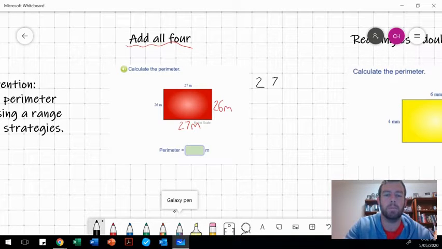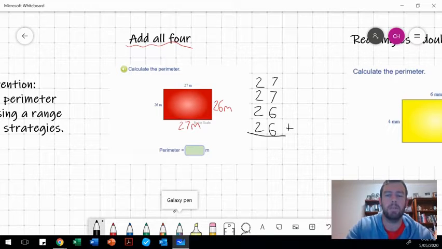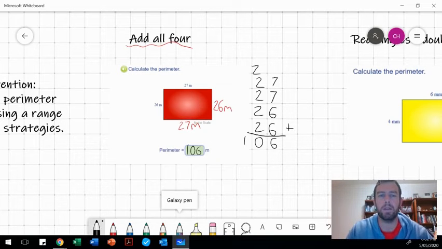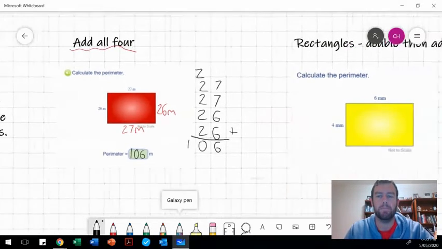27 plus 27 plus 26 plus 26. We're going to add them together. 7 and 7 is 14, plus 6 is 20, plus another 6 is 26. So I'll carry the 2. Now I have 2, 4, 6, 8, 10. So I know that the perimeter of this rectangle is 106 meters. That's one way where you can add all four of the lengths together.